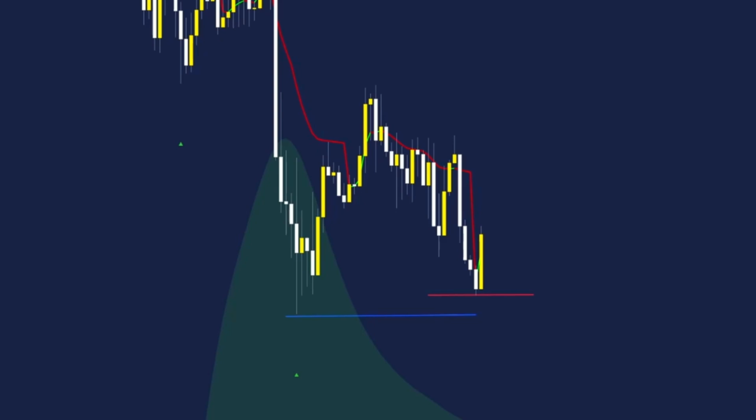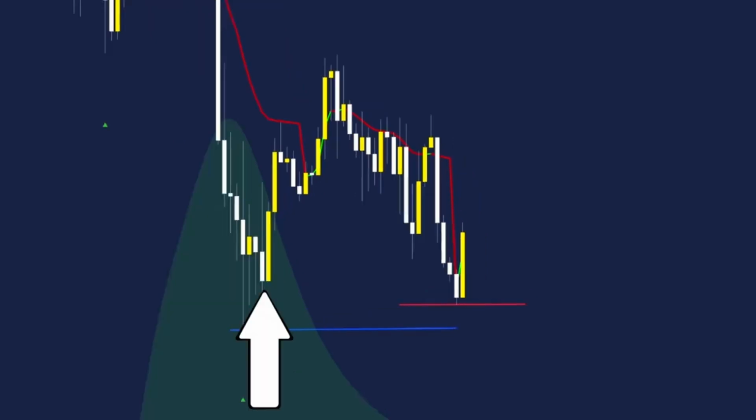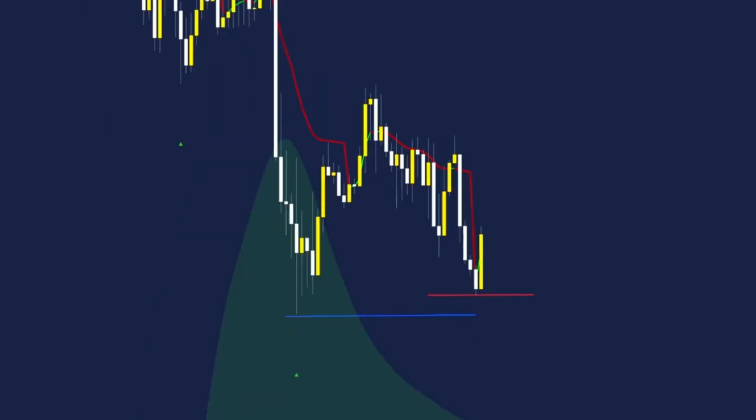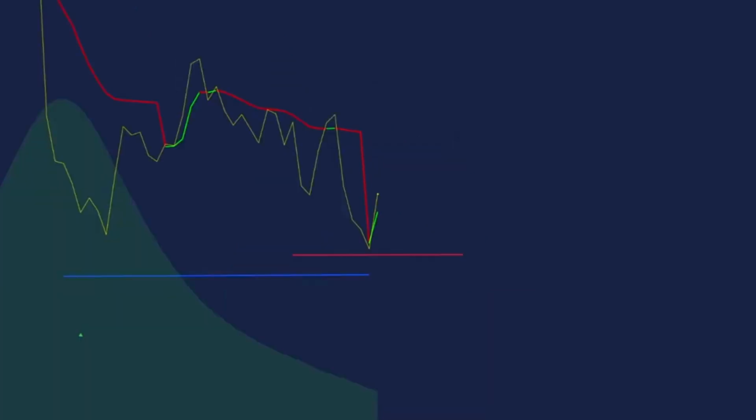And right here on this trade, we now have the double bottom or W formation with the first initial low and then a second retest of that low with a railroad track formation closing back above the green VWAP line. There we can very clearly see that the VWAP line is now green and we can now enter our trade.